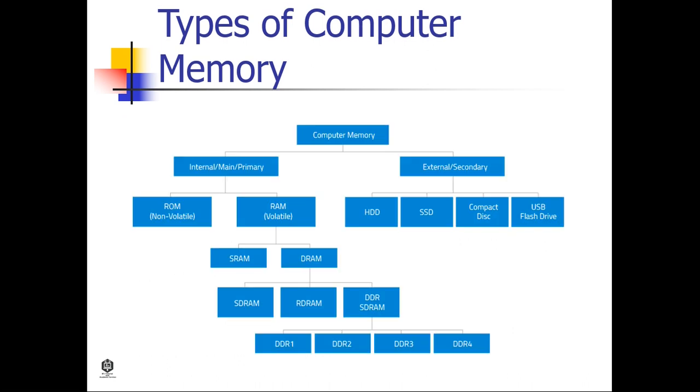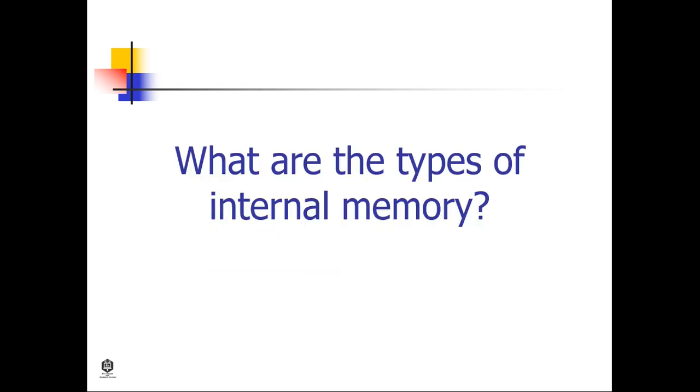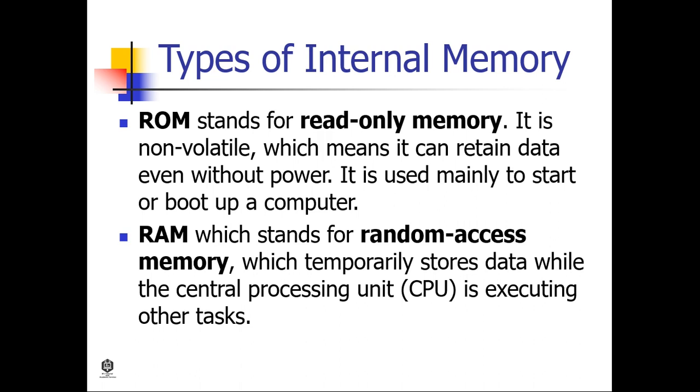What are the types of internal memory? There are basically two kinds of internal memory, ROM and RAM. ROM stands for read-only memory. It is non-volatile, which means it can retain data even without power. It is used mainly to start or boot a computer.